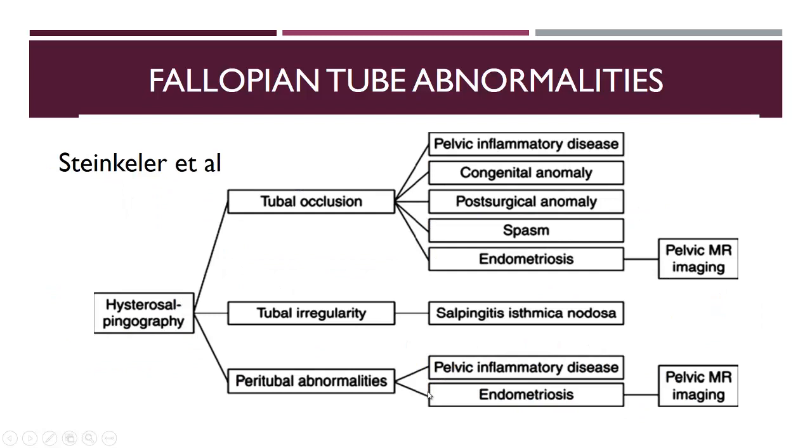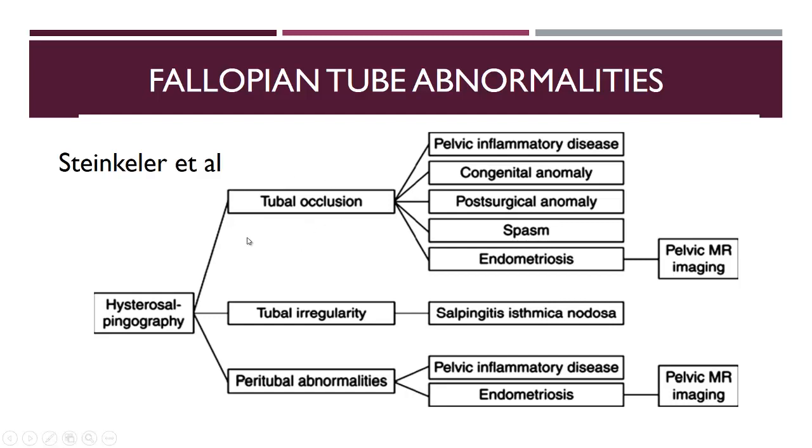Fallopian tube abnormalities by hysterosalpingography: either the tubes are occluded, and occluded fallopian tubes may be proximal or distal. The problem is to differentiate proximal occlusion from spasm, or from distal obstruction at the fimbrial end.